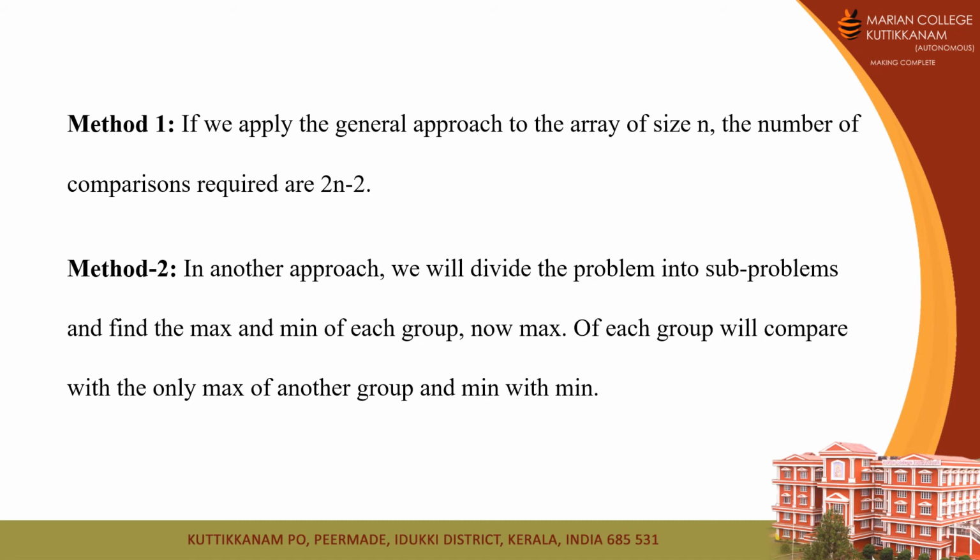The number of comparisons required is 2n minus 2. Then the second method is the approach where we divide the problem into subproblems and find the max and min of each group. Now the max of each group will be compared only with the max of another group, and min with min.